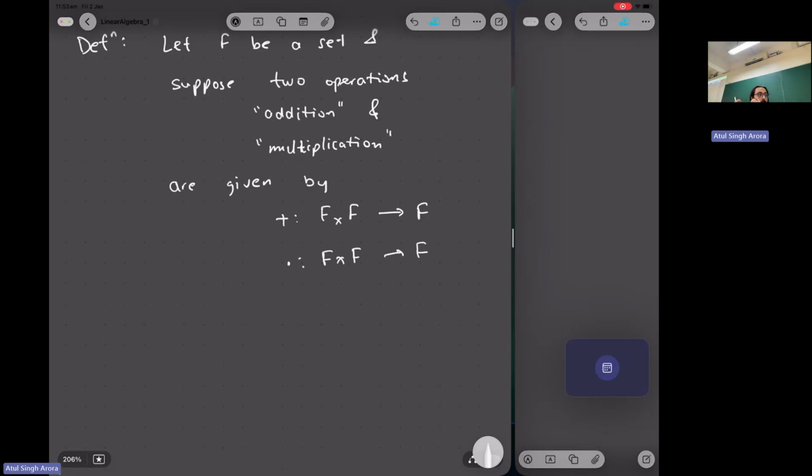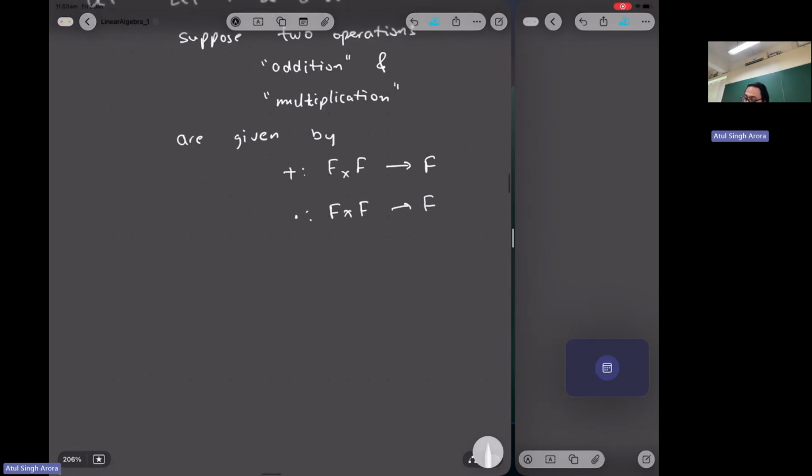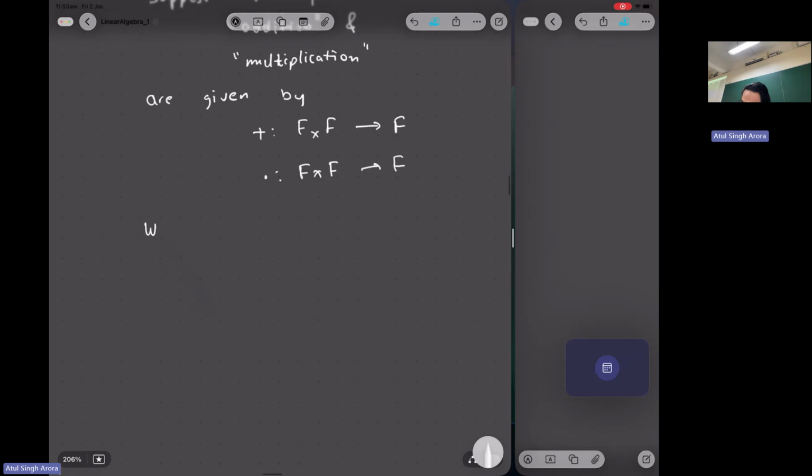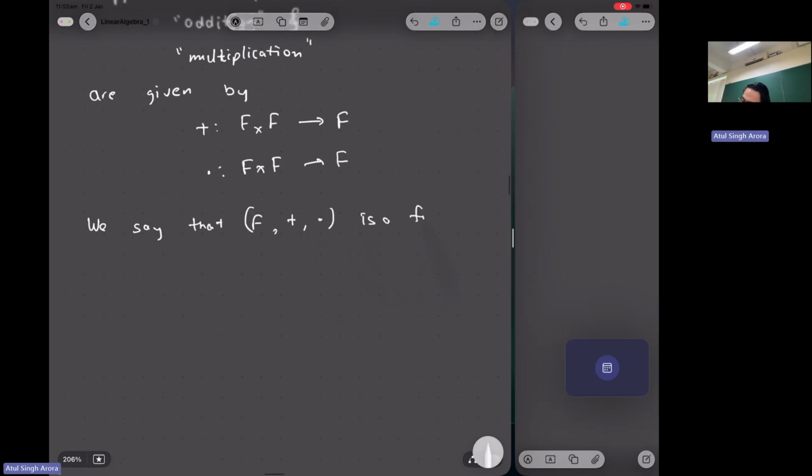So for example, with real numbers, you take two real numbers, you add them, it gives you another real number. Similarly, multiply two real numbers, it gives you another real number. But we're saying this abstractly. So suppose these are two arbitrary maps. We don't know what they are. Then we say that F, comma, plus, comma, dot, this triple, is a field if the following conditions are satisfied.